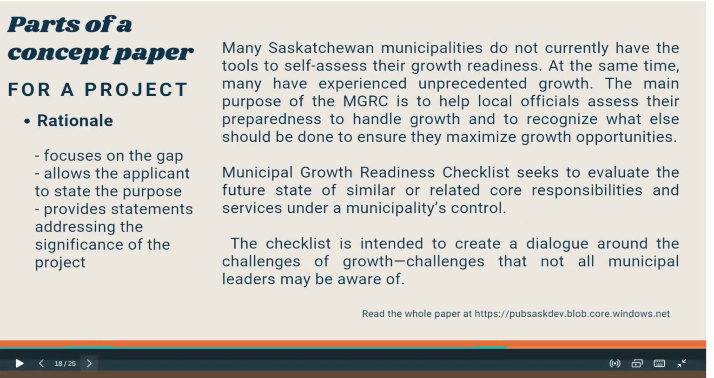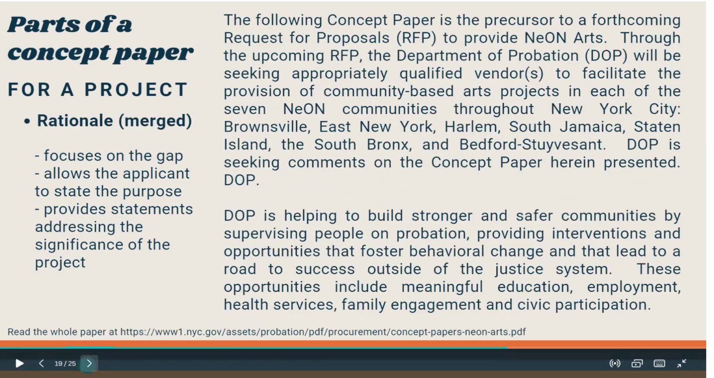The second element is the rationale. This focuses on the knowledge or skills gap that must be filled or the problem that must be addressed and solved. Also, you may state the significance of the project. In the example, the gap shown is the lack of a checklist in most of the municipalities. Thus, this must be addressed. If the checklist is provided, it will help leaders and the community as well to deal with the growth challenges.